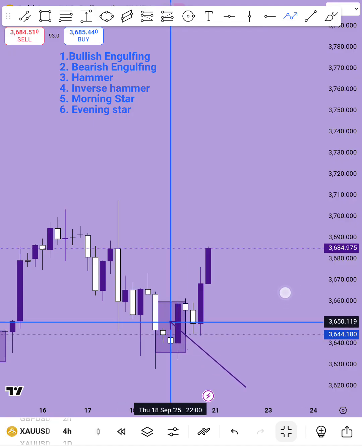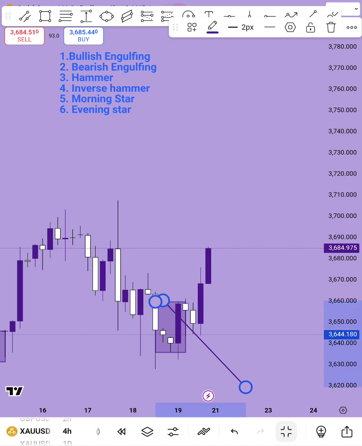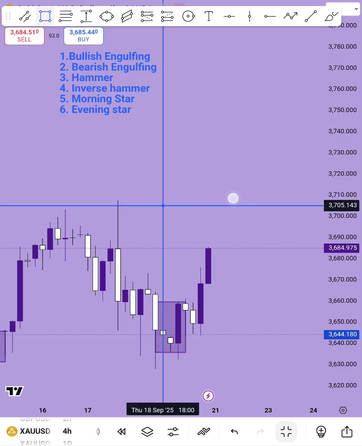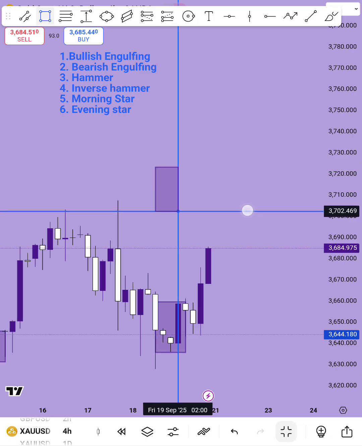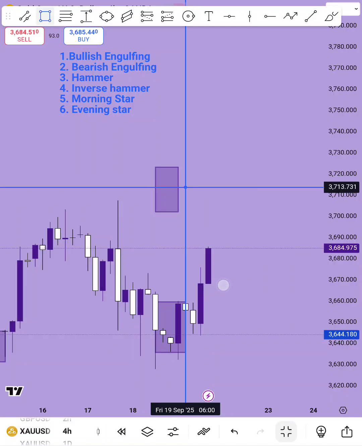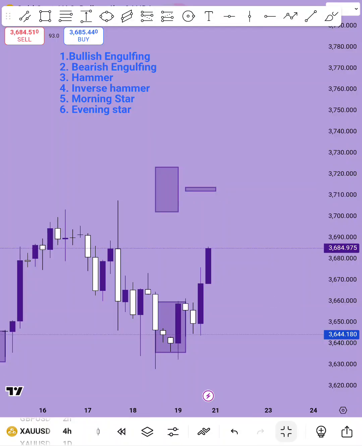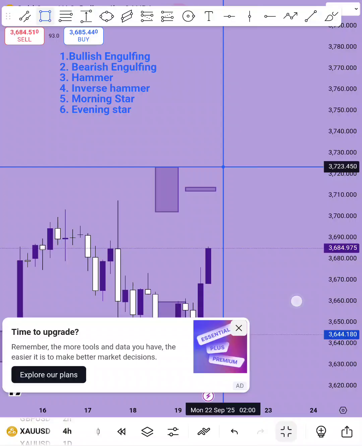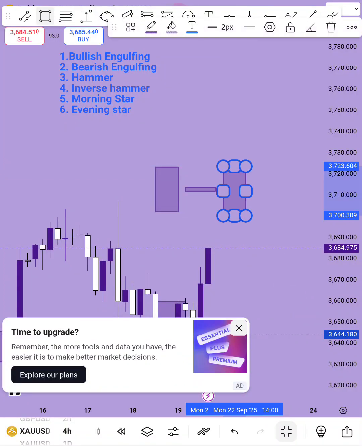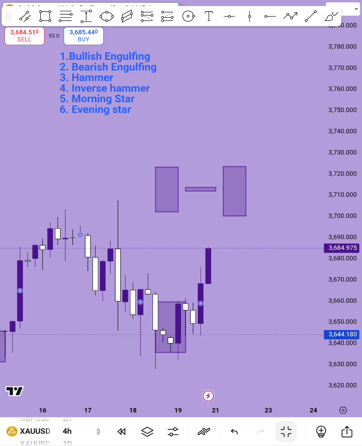A morning star is a candle... I think I have to draw an indication here. I have to draw something to make you understand what I'm trying to say. Let's say this is a bearish candle, right? Then the next candle that's going to form should be a small body candle. Then the next candle that's going to form should be a bullish candle. Then when this last candle that forms is a bullish candle, it's an indication that this market should push up. Do you get it? That's just how a morning star works.